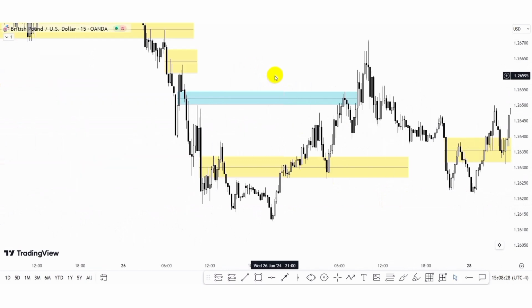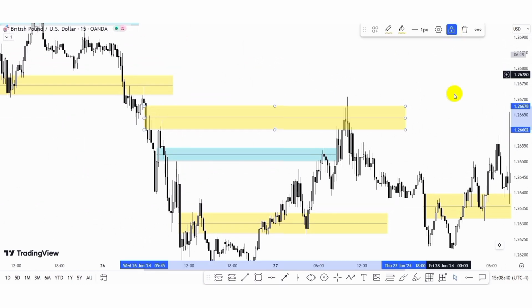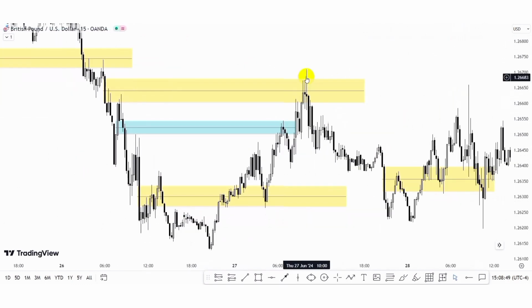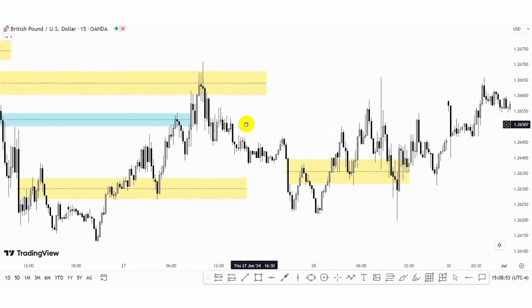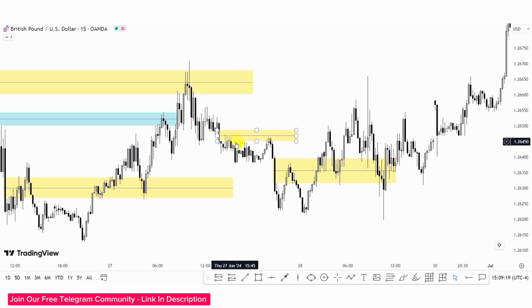Now we can see that price returned to this conventional fair value gap here, and then price filled up this conventional fair value gap. Then you can see we have the fall of price to the downside. Here we have this fair value gap. Let me mark that out. We have this fair value gap here. So what you can see is that price returned to the fair value gap, mitigated the consequent encroachment, and then we see price fell to the downside.